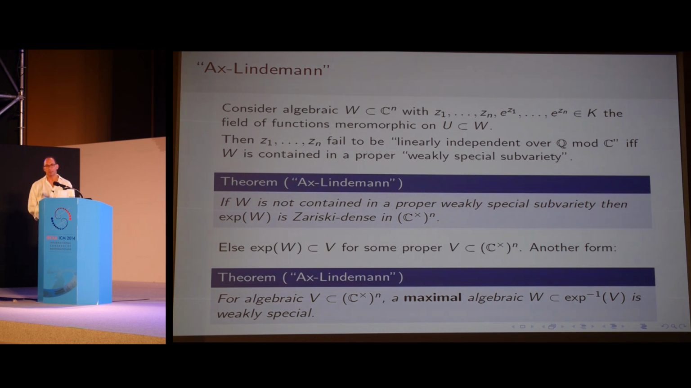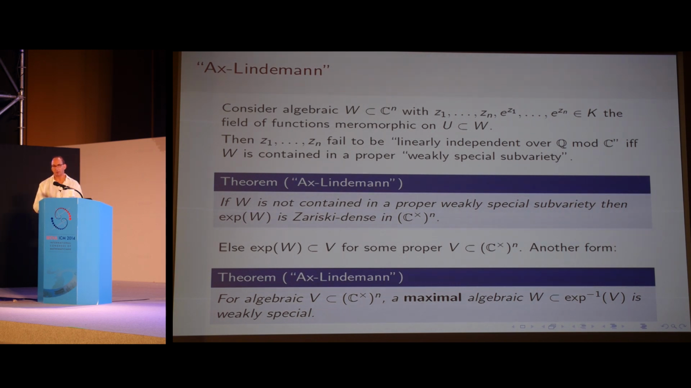Ax-Schanuel in this setting implies that if W is not contained in a weakly special subvariety, then there are no algebraic relations on its image under coordinate-wise exponentiation. That is, its image is Zariski dense in C star to the n. This special case of Ax-Schanuel, which corresponds to Lindemann's theorem, I call Ax-Lindemann, and it will play a key role later.